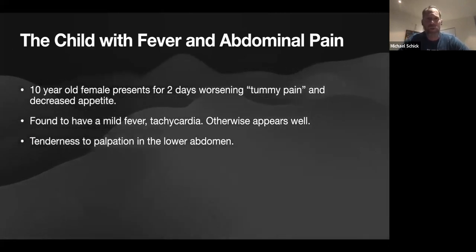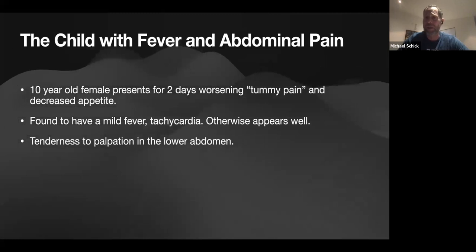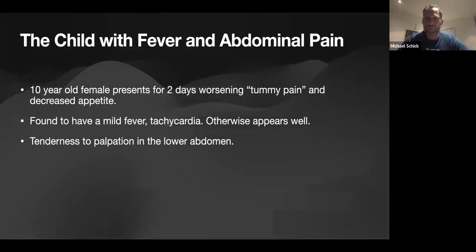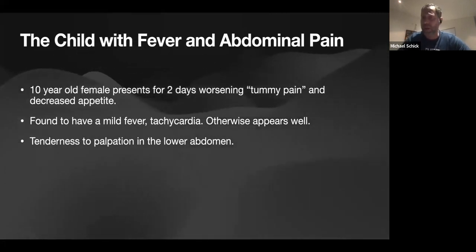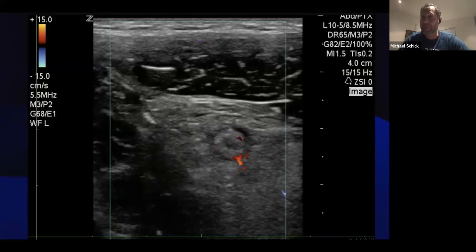All right, case number 2 is the child with fever and abdominal pain. It's a 10-year-old female presented for 2 days of worsening tummy pain and decreased appetite. Found to have a mild fever, tachycardia, otherwise appears well, and tenderness on palpation in the lower abdomen. So not supposed to be a mystery diagnosis.